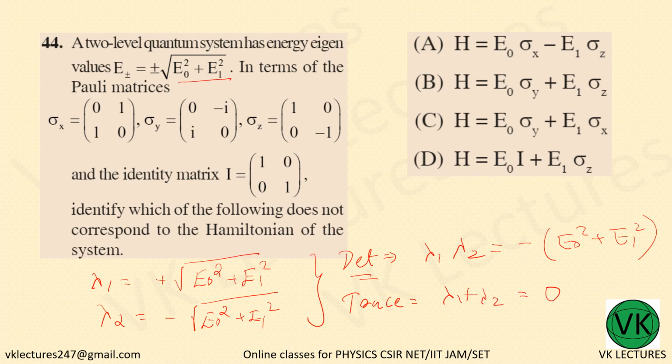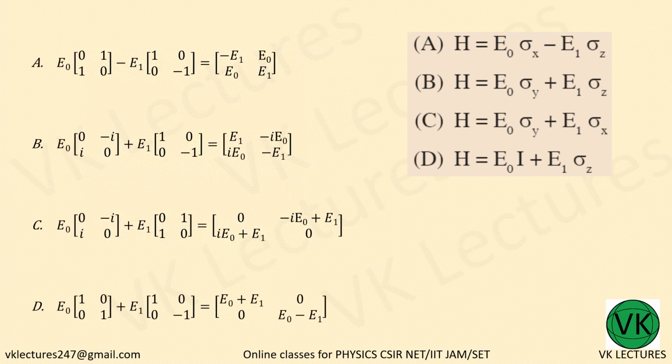Now the question is, this matrix is written in terms of Pauli matrices, that means sigma x, sigma y, sigma z, and identity matrix I. Which of the following does not correspond to the Hamiltonian of the system? So this matrix H should have a determinant equal to this particular value and trace equal to 0. So let us see the options one by one.